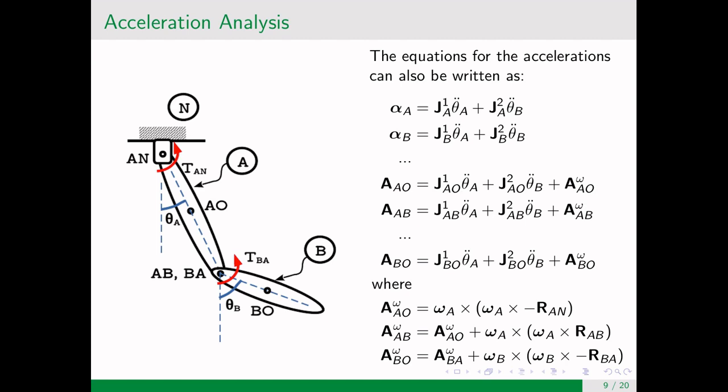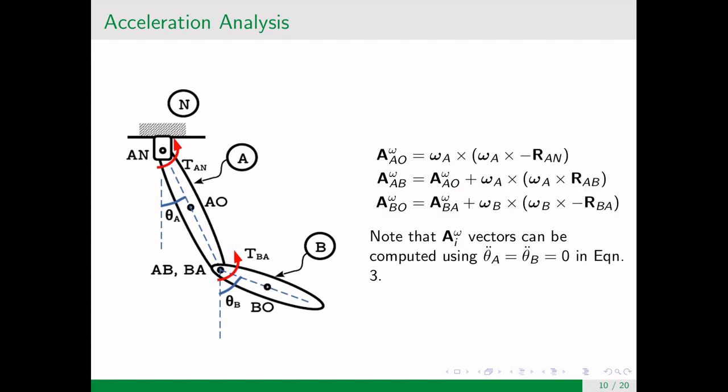which we can see here, the omega components of all the accelerations, which can be determined by simply writing, again just like velocities, a subroutine to compute the accelerations of all the points of interest, and then you pass omegas and theta double dots equal to 0. So the omega components of acceleration can be computed by simply putting theta A double dot, theta B double dot equal to 0 and passing the r's and the omegas to the subroutine which does the acceleration analysis. Okay.